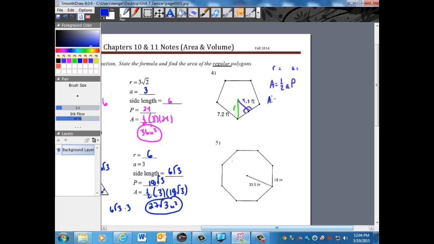So we have area is equal to 1/2, and then 4.1 is our apothem. Then our perimeter is going to be easy to find. We just take 7.2 and add it up 5 times, or 7.2 times 5, and that would give us 36. All right, and then you could multiply this all out and find your area.